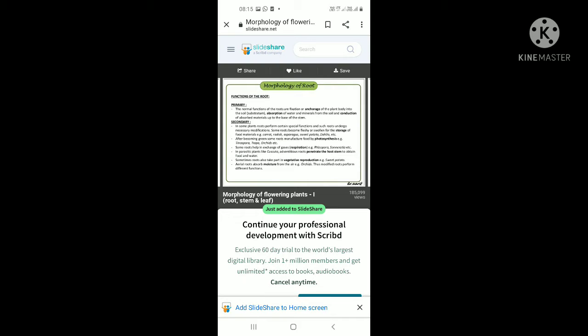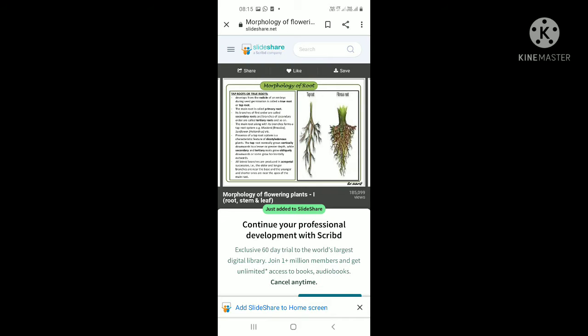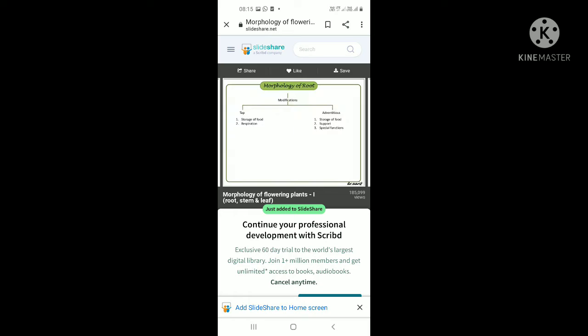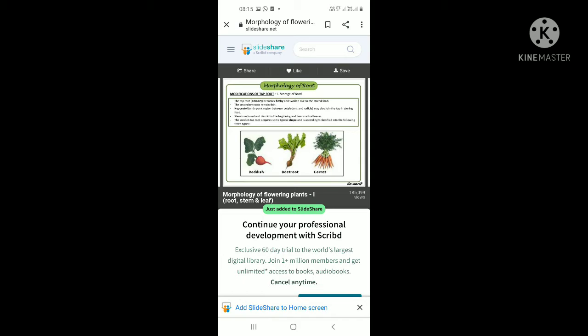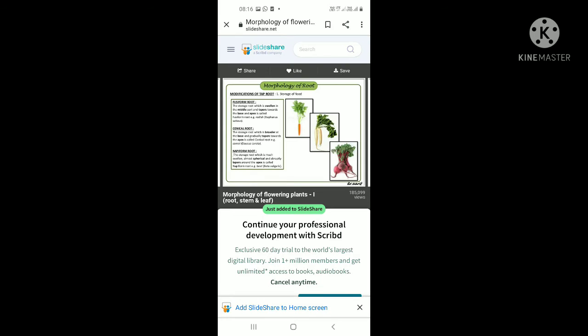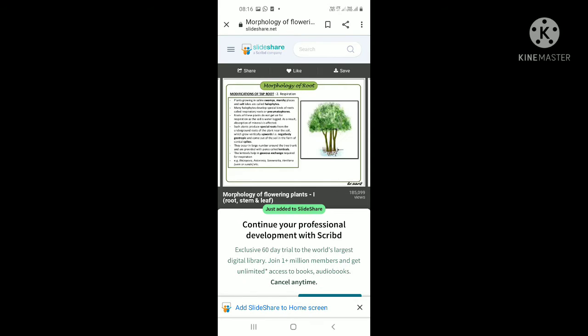We know there is a root system and there is a shoot system. The root system contains the primary root, secondary root and roots here, and the shoot system contains the nodes and internodes. And here we see the morphology of root. If we go to the morphology of root, then we can see that there are fusiform, conical and different forms.